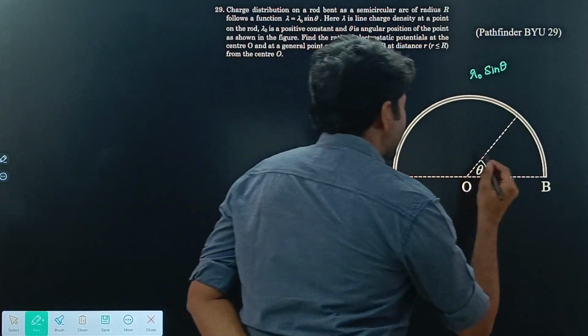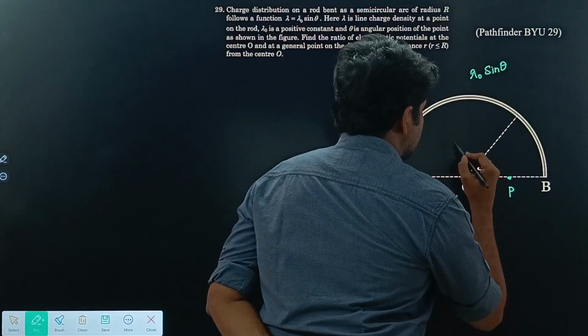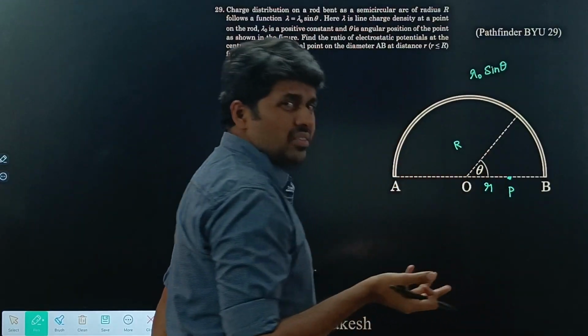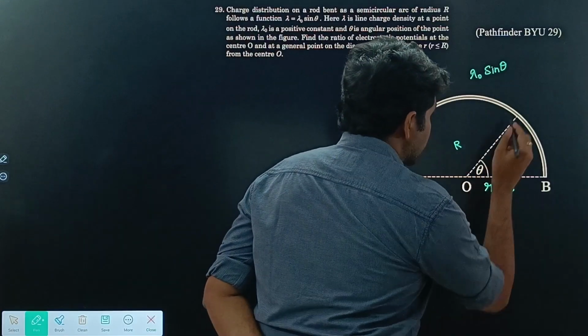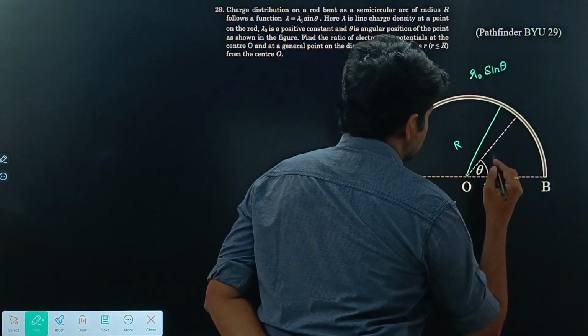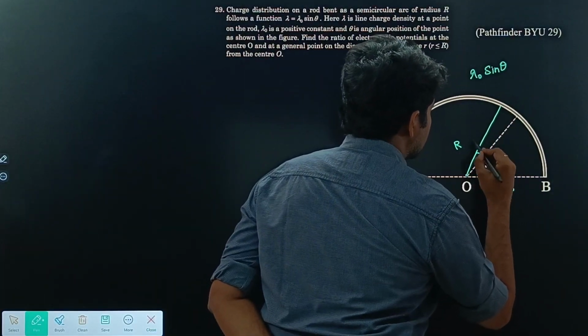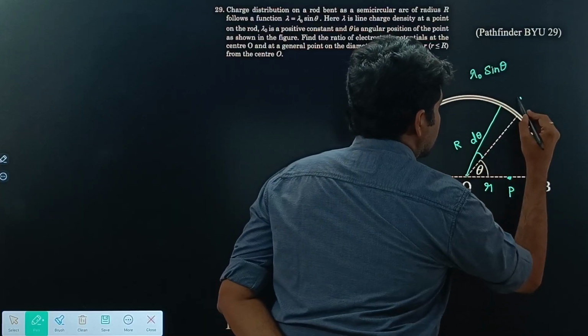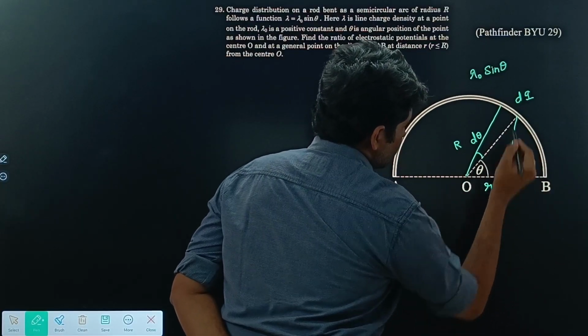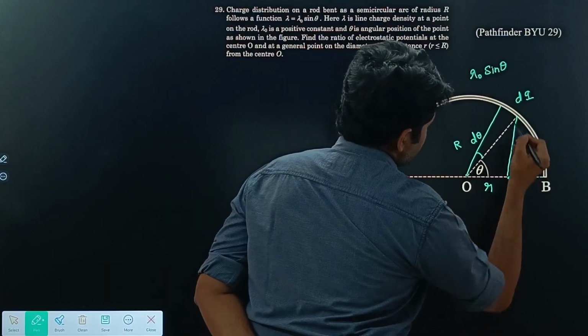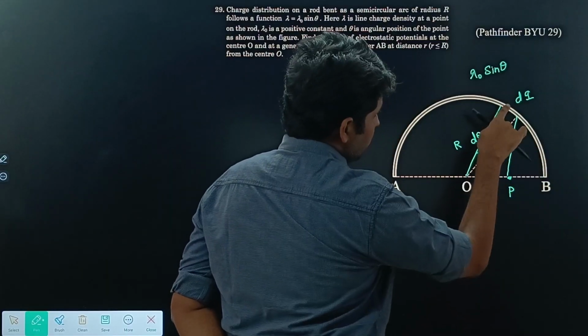Fine, we'll just take this radius r, and we know the potential due to a point charge is kq by r. So let us take a point charge here. This is very small, this d theta, and this is dq. Let us find what this distance is. So this is r, this is dq.